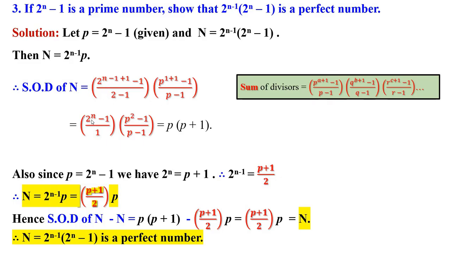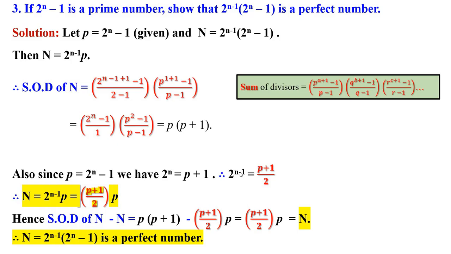So on simplification this gives you 2 power n minus 1, and this is p square minus 1 by p minus 1, which we can write as p minus 1 into p plus 1. Cancelling that p minus 1, we have p plus 1 from here, and this 2 power n minus 1 is already taken as p. So the sum of divisors of n is given in terms of p as p into p plus 1.